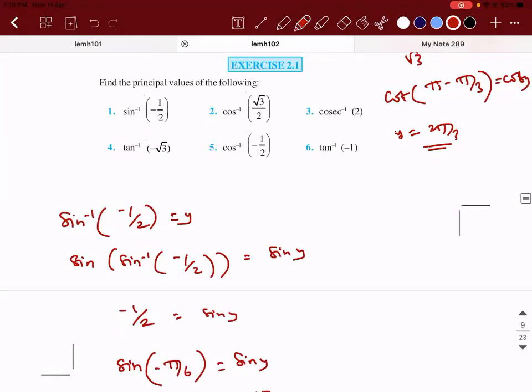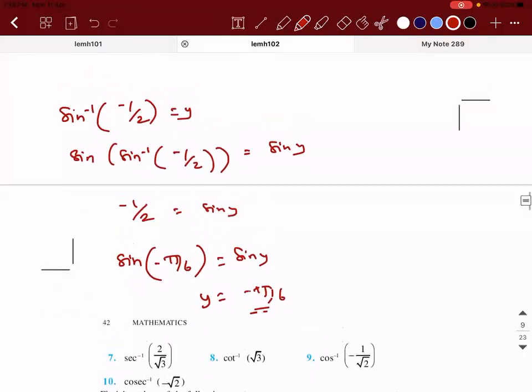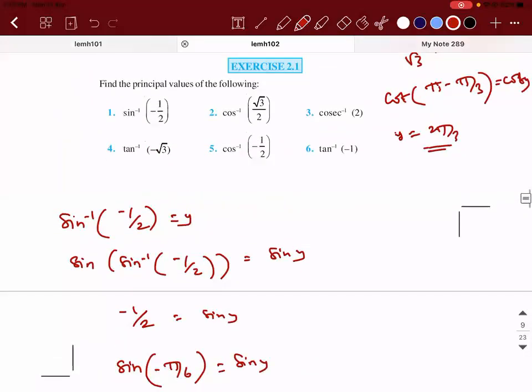Right? So can we take 2 minutes and complete all the problems? We have finished the first, second, third, and fourth one. So tan inverse, what is the restricted domain? Minus pi by 2 to pi by 2. So find the acute angle, put a minus sign. What is the answer? Minus pi by 3.